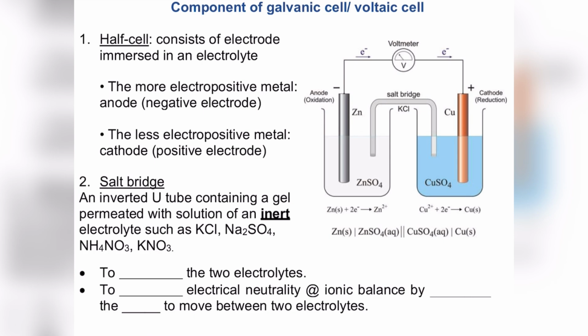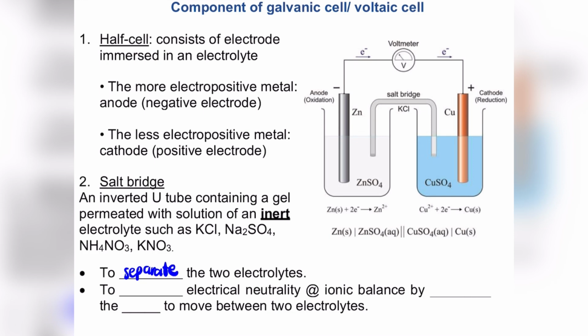And the cathode must be made up of less electropositive metals. Next, in our setup of the galvanic cell, we need a salt bridge. So what is the salt bridge? It is an inverted U-tube that contains a gel permeated with a solution of inert electrolyte, such as KCl, the common one. We also have sodium sulfate. It can also be NH4NO3 or KNO3.